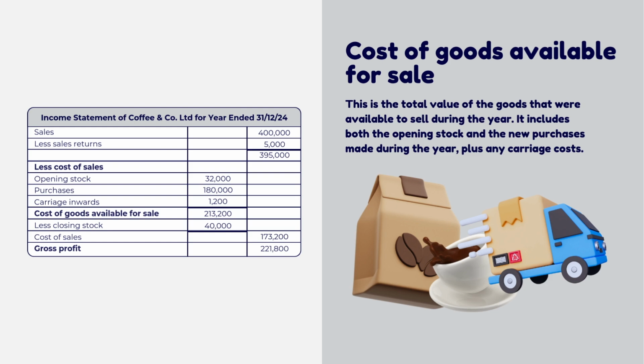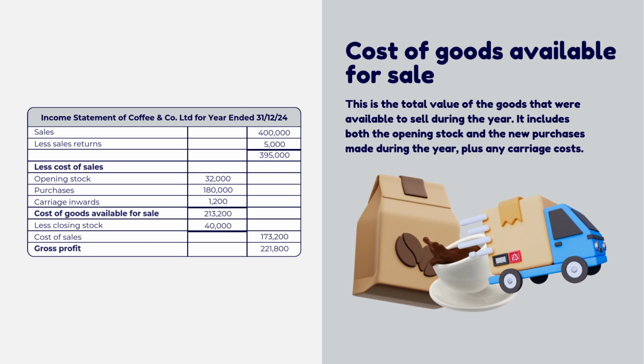To give this a quick recap, the coffee shop started out with €32,000 worth of coffee beans and cups, etc. And throughout the year, they bought 180,000 worth of new supplies to keep the coffee shop running, and on top of that, they paid €1,200 in delivery fees to get all these items delivered to their coffee shop. Now we calculate the cost of goods available for sale, which is the total stock you have available to sell during the year. All we do here is we add the opening stock, purchases and Carriage Inwards, which amounts to €213,200, and this is the amount of goods the coffee shop has available for sale.